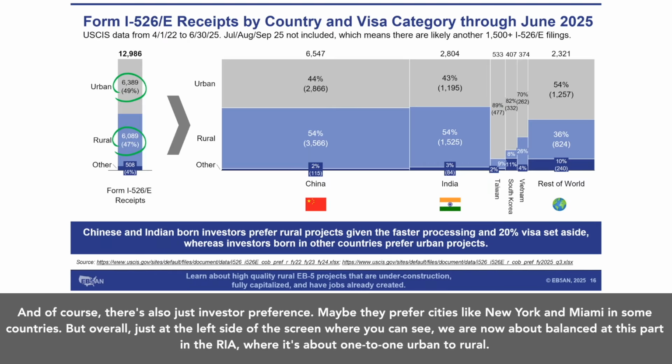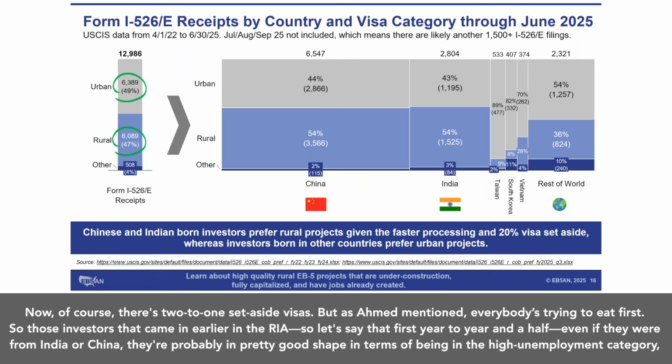And of course, there's also just investor preference. Maybe they prefer cities like New York and Miami in some countries. But overall, just at the left side of the screen, we are now about balanced in this part of the RIA, where it's about 1-to-1 urban to rural. Now, of course, there's 2-to-1 set-aside visas. But as Ahmed mentioned, everybody kind of eats first.